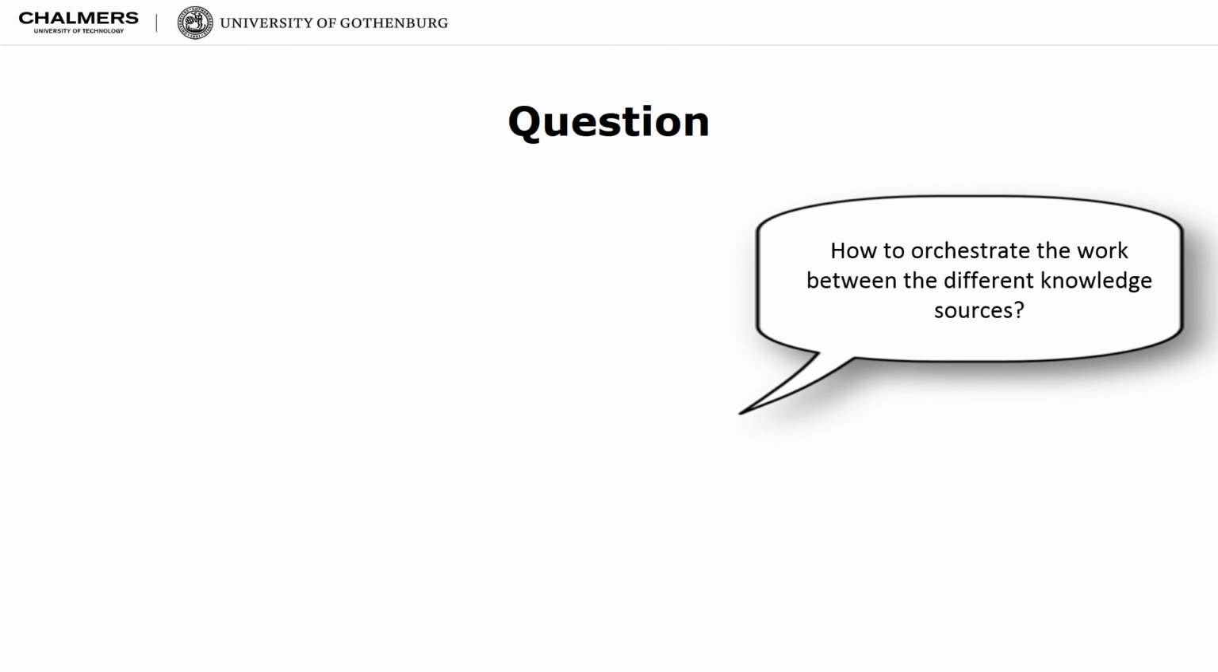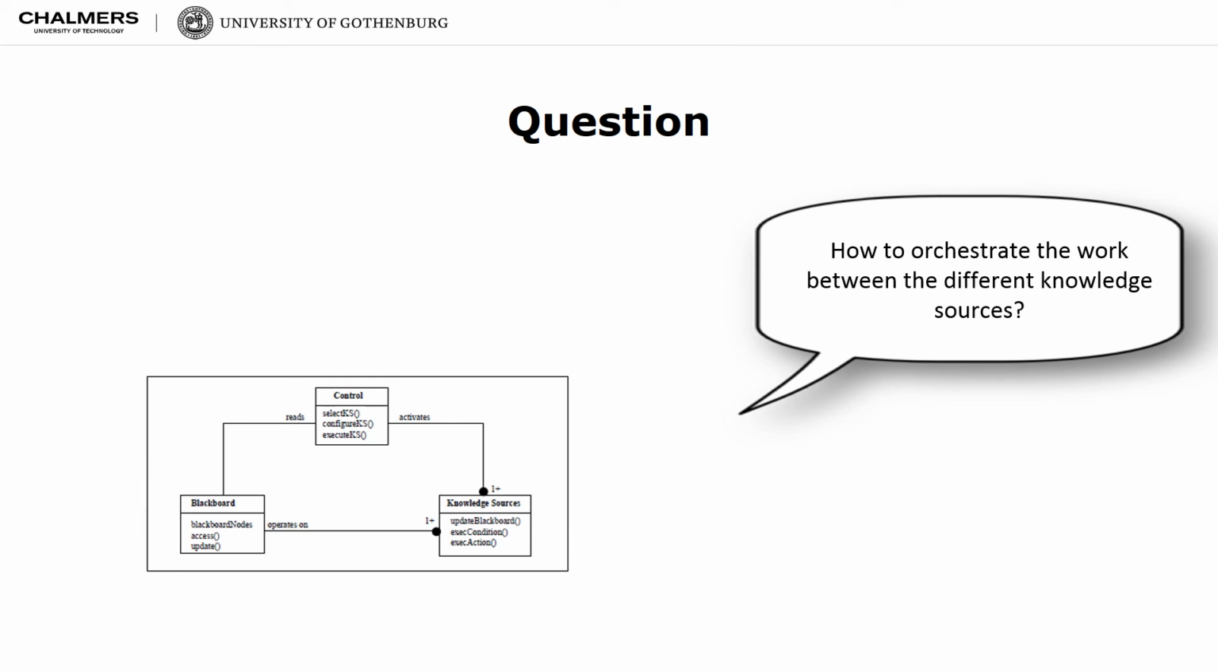Here is a question for reflection. How to orchestrate the work between the different knowledge sources? In many Blackboard systems, a control unit is used to manage system operations. The control unit dynamically decides which knowledge source to activate next based on the Blackboard contents, the knowledge source's preconditions, and some control information such as the history of changes to the information on the Blackboard.